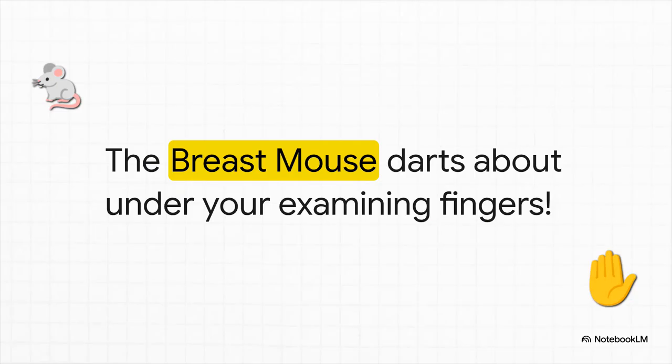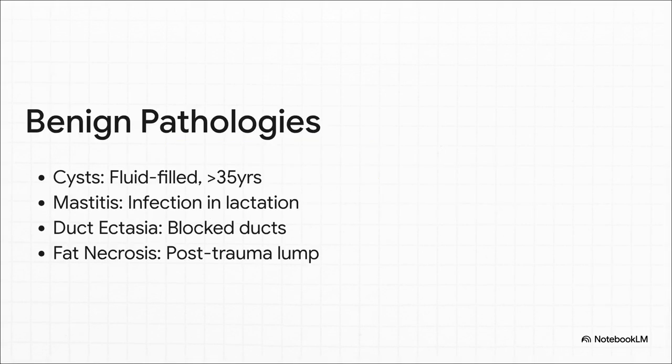In fact, the fibroadenoma is so remarkably mobile that it has earned this classic medical moniker, the breast mouse. It literally feels like it's darting about right under your examining fingers. Recognizing this characteristic feel is a great early clinical indicator, though, again, it still requires the rest of the triple assessment to fully confirm. Beyond fibroadenomas, there are a few other common benign culprits that will frequently cross your path.